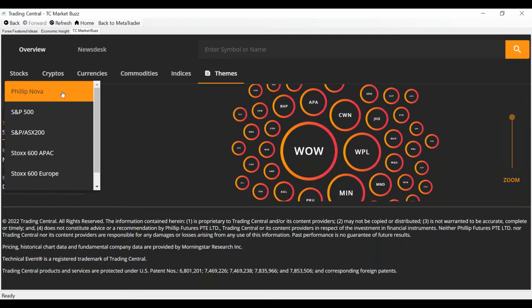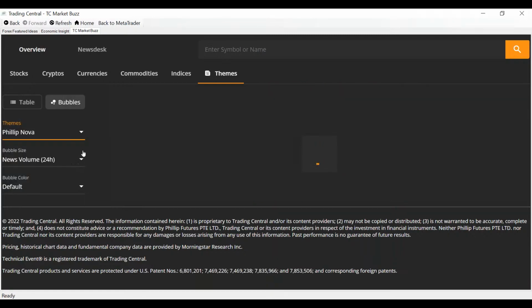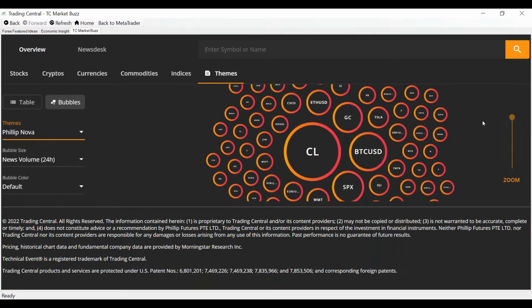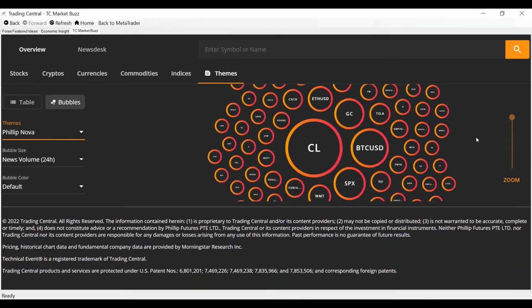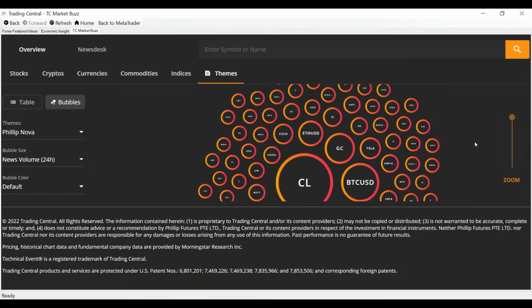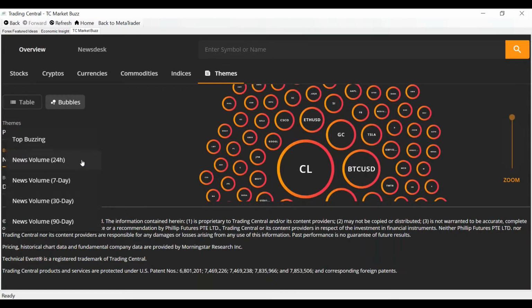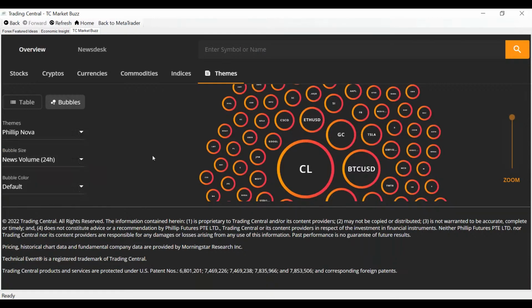Okay, so you can go to here, Phillip Nova. Once you come to this watch list, all the bubbles that you see here are all the contracts that are available on Phillip MT5. Okay, so you see, the bigger the bubbles, the higher the news volume. Of course, you can also sort them by the past 24 hours, the past 7 days, and the past 30 days. That is definitely up to you.